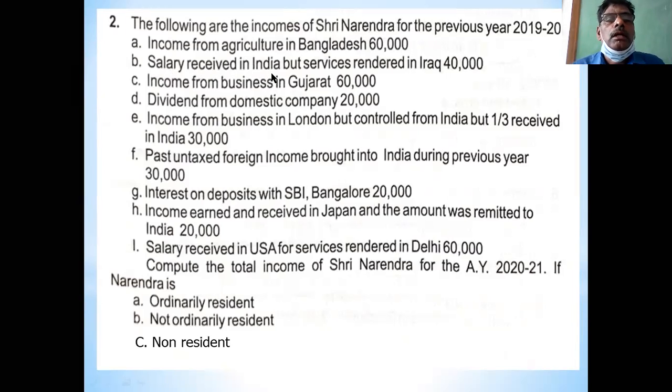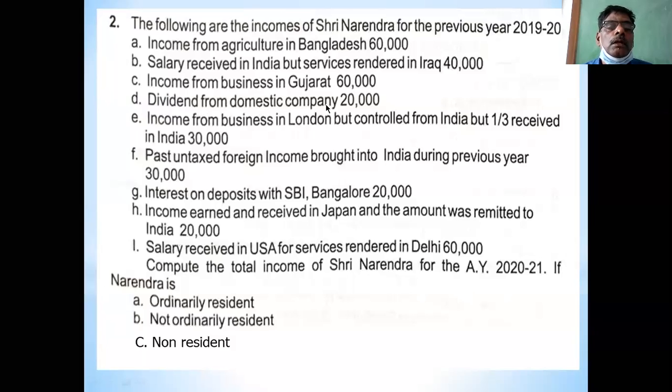Salary received in India. Salary is received in India, but service is rendered in Iraq. I will not consider where you served. Received in India is here, so it is taxable to all. Income from business in Gujarat. Gujarat is in India. Therefore, income from business in India is taxable to all. It is earned in India.